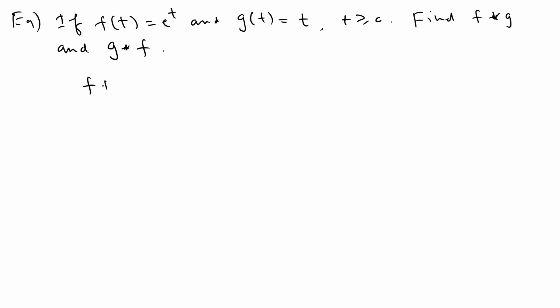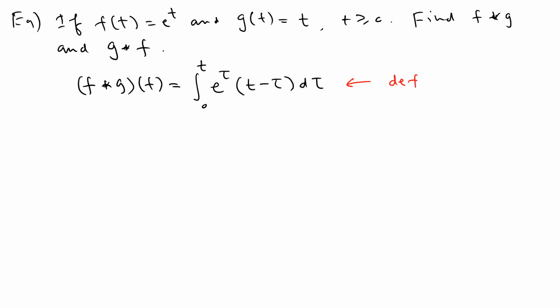f star g, by the definition, is the integral from 0 to t of e to the tau. So what are the two functions? One is e to the t, the other function is t. So let's put t minus tau for the second one. So t minus tau d tau. That's the definition.